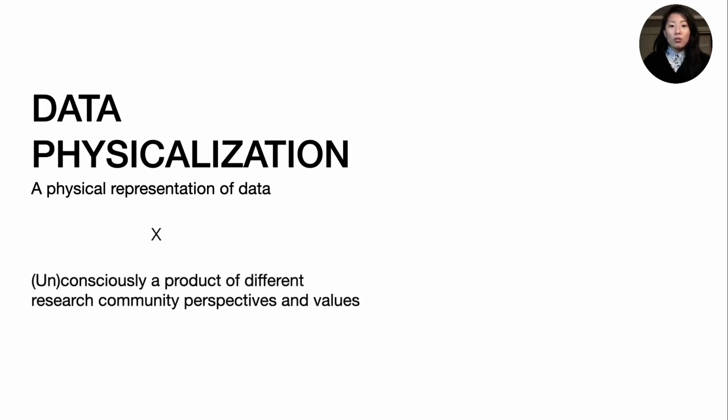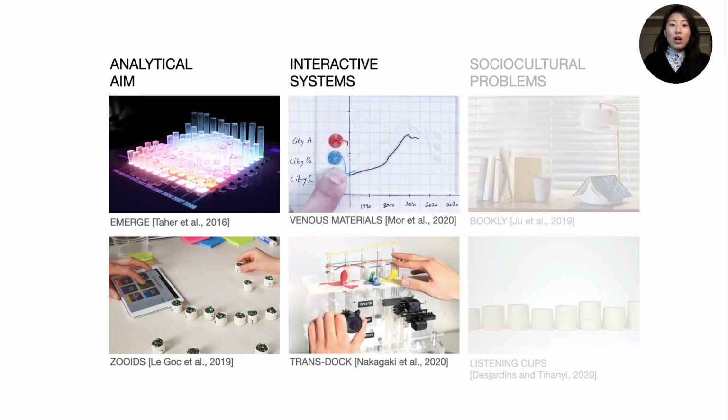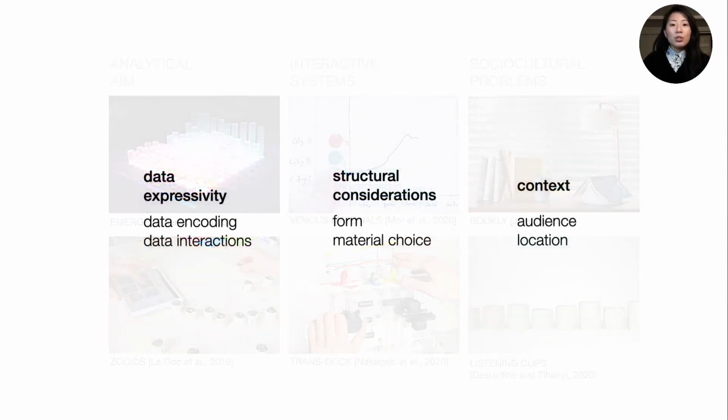Each physicalization artifact is also a product of the different research communities that physicalization is a part of, and of their perspective and values. Where, for example, some have an analytical aim, seeing how physicality can assist in data-driven tasks. Others focus on creating new interactive systems to interact with data. Or they investigate the essential qualities and how objects can promote and solve social cultural problems. As a result, physicalizations are diverse in their data expressivity, such as data encoding and data interactions, structural considerations, and even the context they appear in.